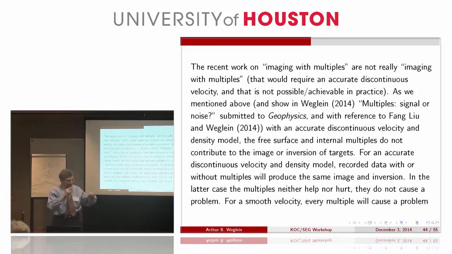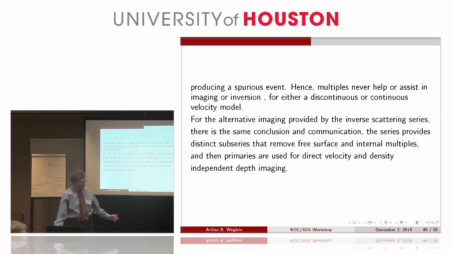Did you hear it? That said, if we could give an accurate discontinuous velocity, just put your data in. Yes? You don't have to take multiples out. The reason we have to take multiples out is in practice, we need a smooth velocity, and every multiple will give you a false image. Yes? Clear? Okay. So that's wonderful, except what about when you have missing primaries? Yes? So let's talk about that.